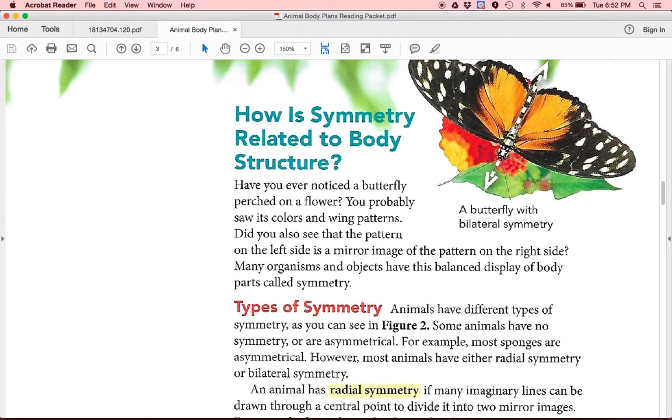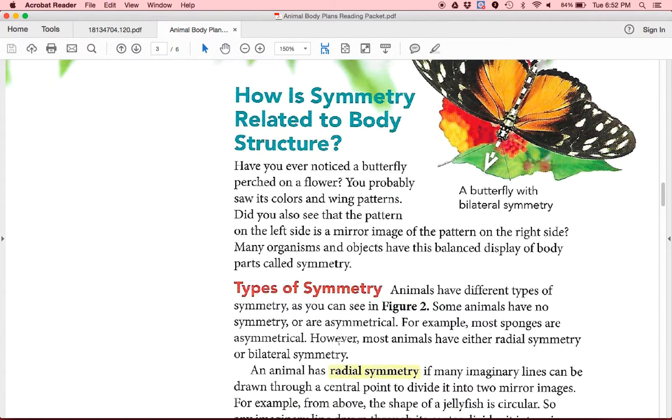How is symmetry related to body structure? Have you ever noticed a butterfly perched on a flower? You probably saw its colors and wing patterns. Did you also see that the pattern on the left side is a mirror image of the pattern on the right side? Many organisms and objects have this balanced display of body parts called symmetry.